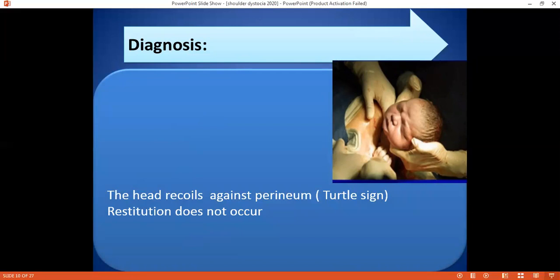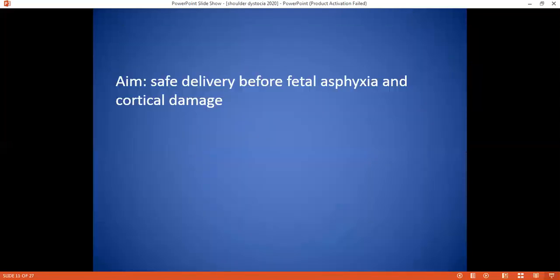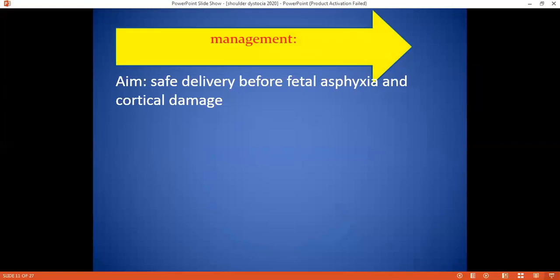The second sign is failure of restitution. With the delivery of the head, after it is delivered, there will be rotation through 1/8 of the circle to restore the relation with the shoulder. As we know, the head after internal rotation of 1/8 comes out by extension. Then there will be restitution through 1/8 and then external rotation because the shoulder now is delivered. Failure of restitution indicates shoulder dystocia. The aim is safe delivery before fetal asphyxia and cortical damage.